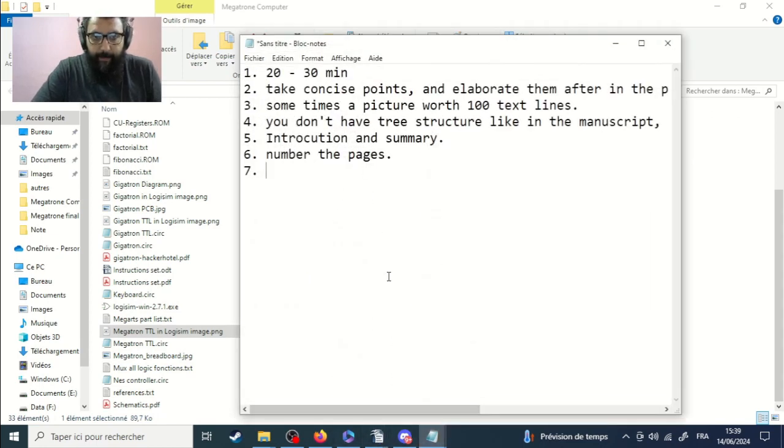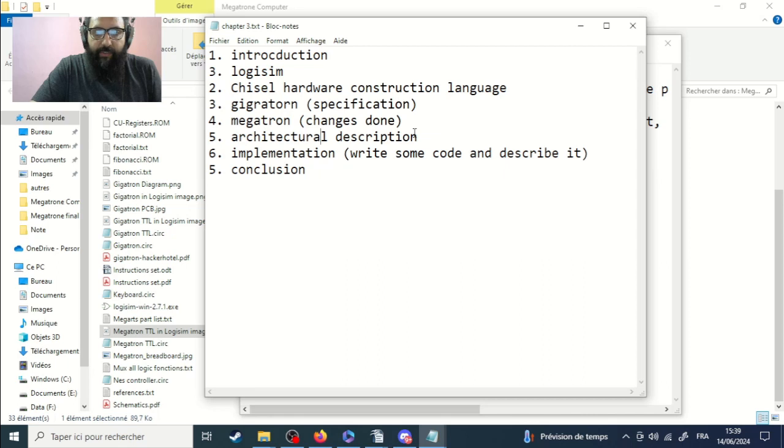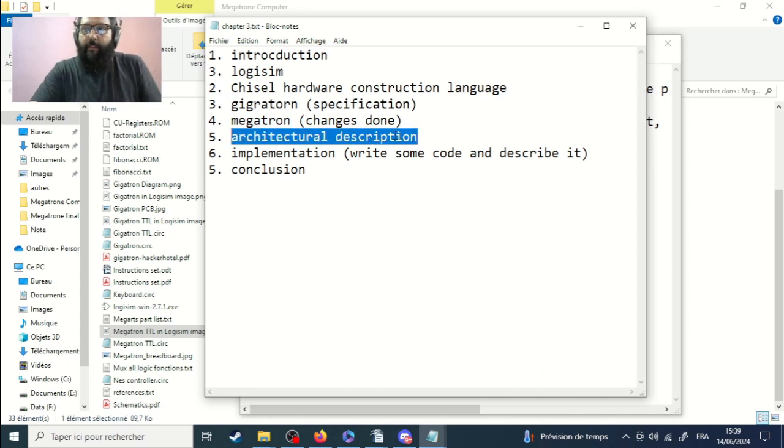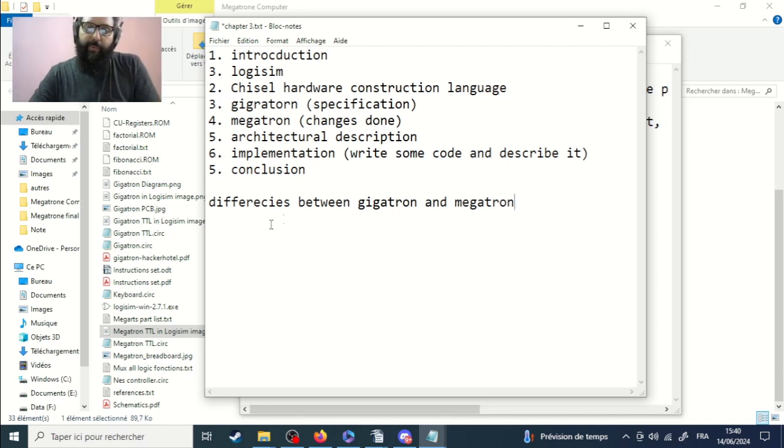Okay. Where was I? We're here: architecture description. And you have to add a point called the differences between Gigatron and Megatron. You have to add this point.